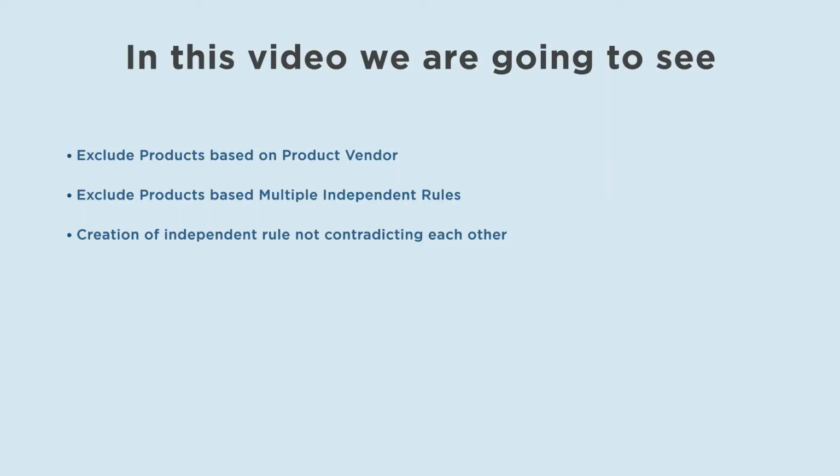In this video we are going to see how to exclude products based on product vendor, multiple independent rules, and creation of independent rules not contradicting each other.